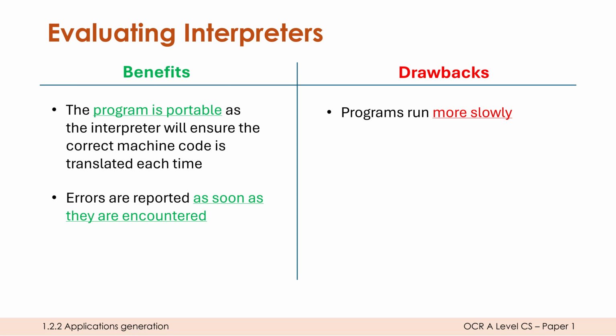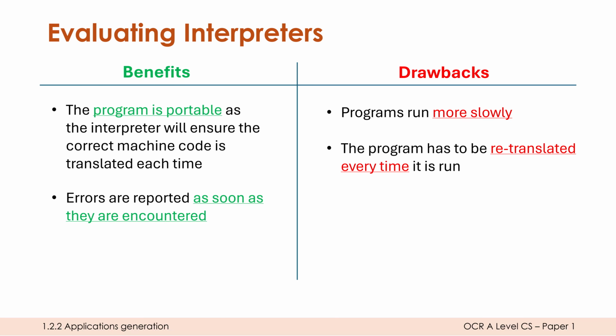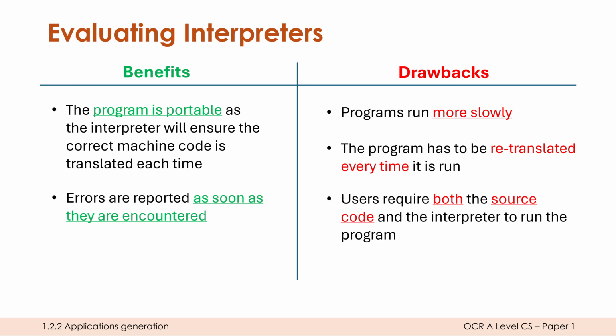But the drawbacks are kind of the opposites of the benefits of compilers. The programs run more slowly comparatively, and we have to retranslate it every time it's run, which takes up time and feels a little bit wasteful. If we want to use an interpreter, we're really forcing our code to be open source because users require both the source code and the interpreter to run it. So I'm restricting my options if I'm using an interpreter.